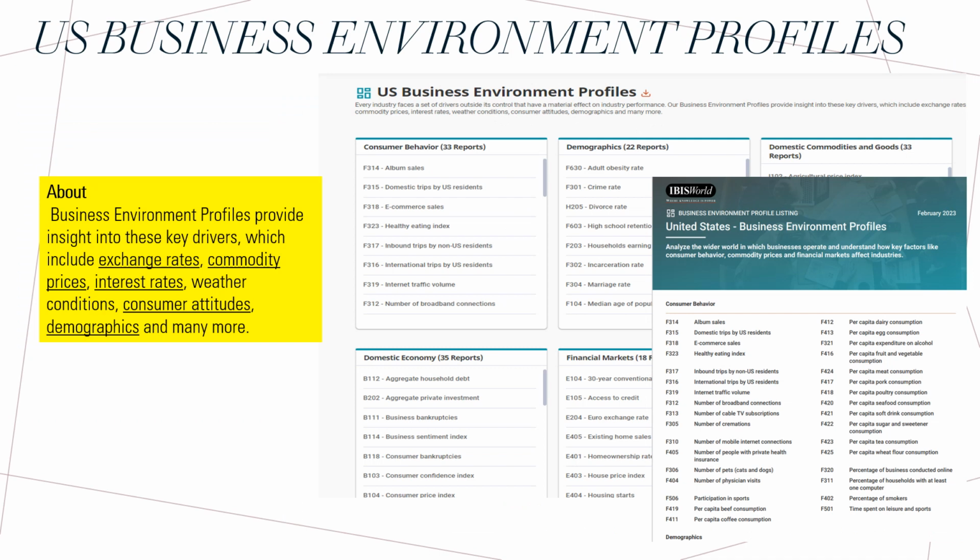Now, the U.S. business environment profiles provide insight into key drivers, which include exchange rates, commodity prices, interest rates, weather conditions, consumer attitudes, demographics, and more. So you can view this by clicking on and interacting with the reports within those areas, or you can download the report to choose an industry that you would like to examine.